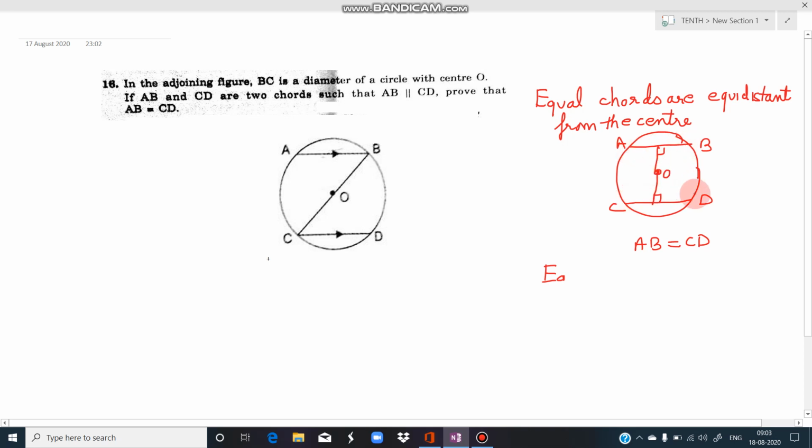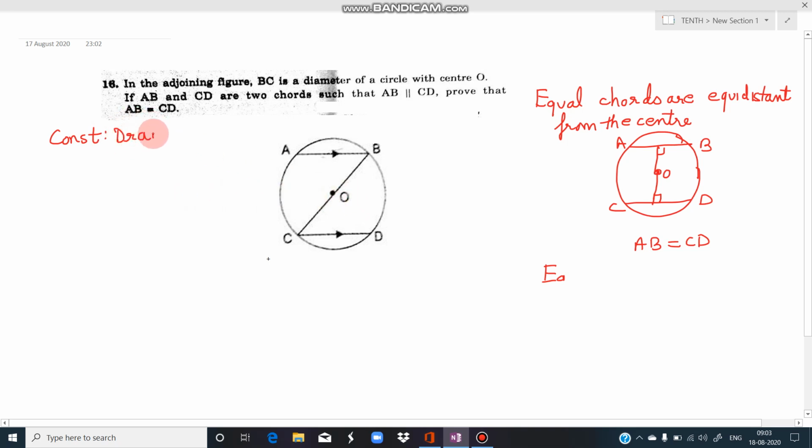So if there are two chords and we have to prove that they are equal, we will prove that their distance from the center is equal. So the same thing will apply here. Here we have to prove that AB and CD are equal. We will prove that their distance from the center is equal. So for the construction, first we will draw their distance. Distance always means perpendicular distance.